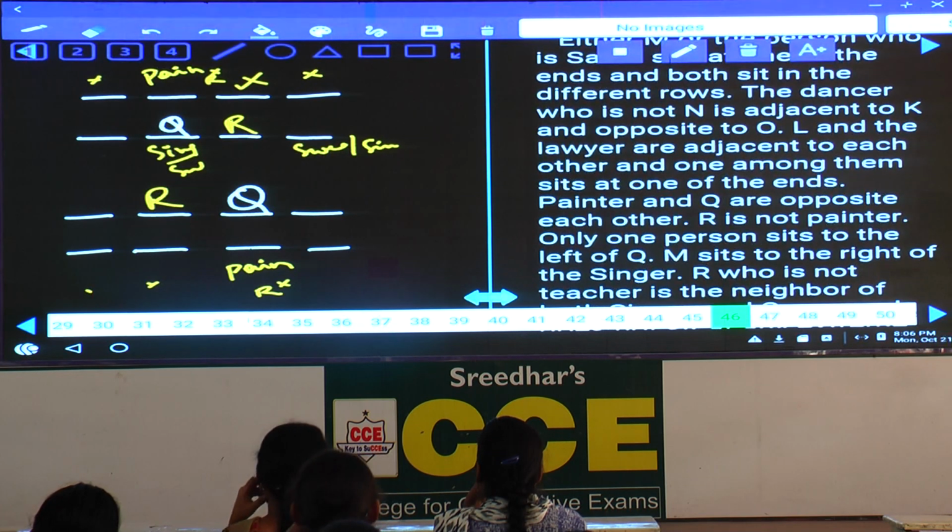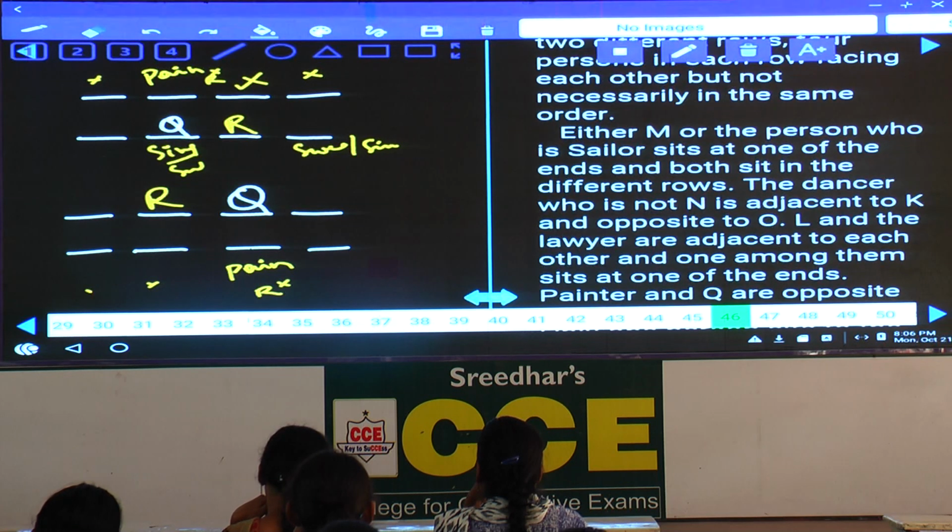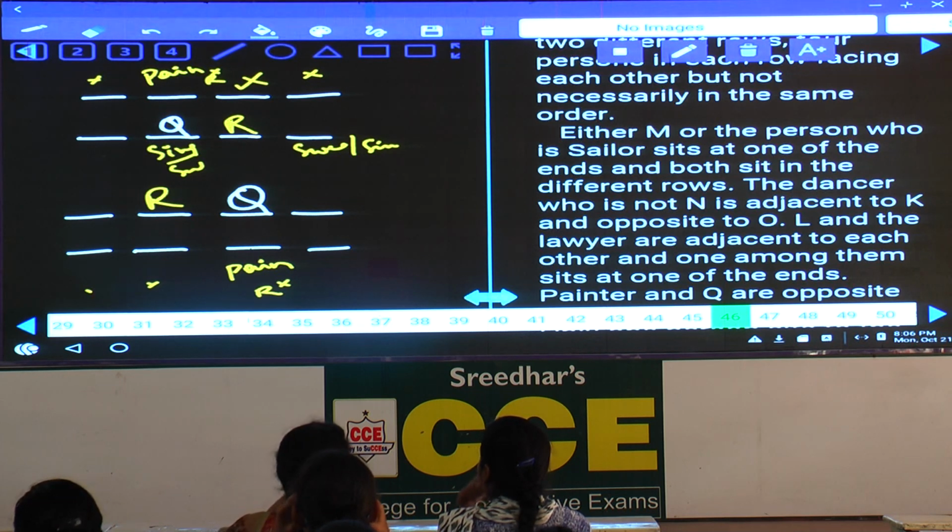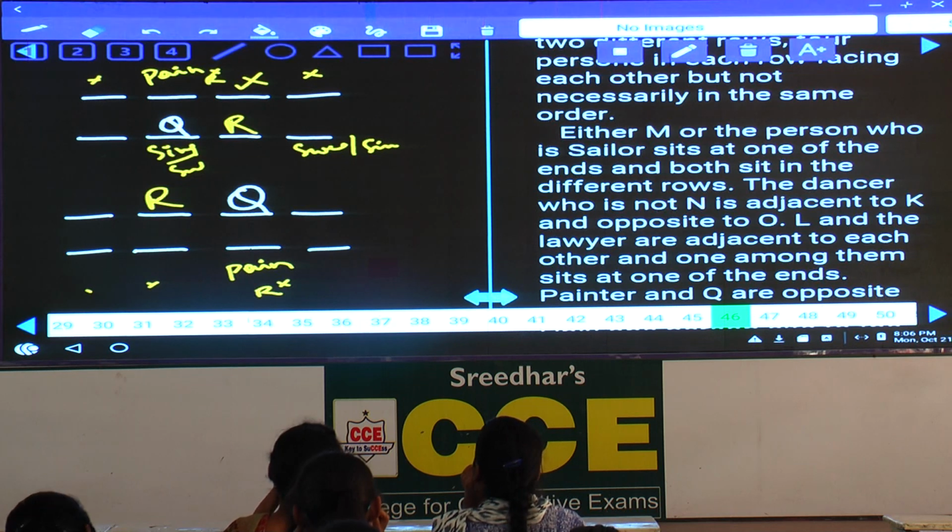Then painter and Q are immediate neighbors. Then coming to this one, either M or the person who is a sailor sits at one of the ends. Either M or the sailor sits at one of the ends. Both sit in 2 different rows.